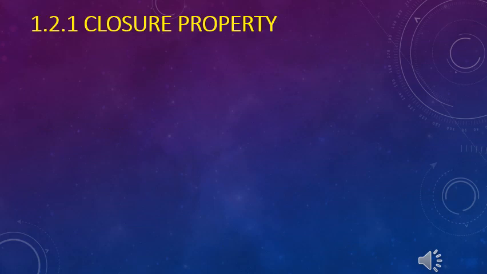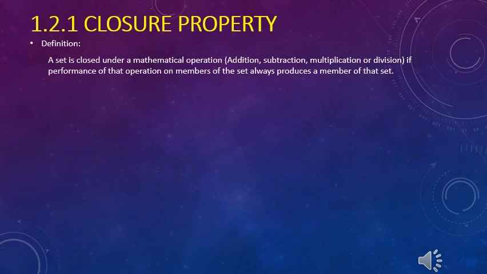Now let us study closure property in detail. Definition. A set is closed under a mathematical operation if performance of that operation on members of the set always produces a member of that set. Which means that if you are doing any mathematical operation on two set of numbers, then the result should be the same set of numbers.